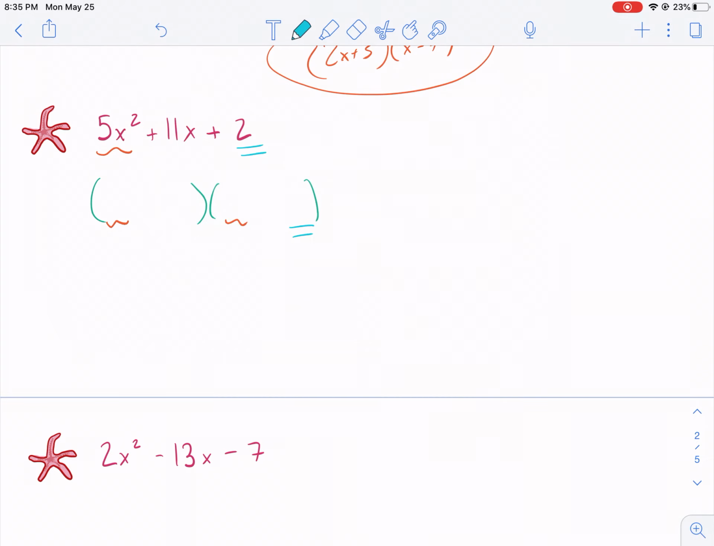Well, the 2 is going to be easy because there's only 2 and 1. And I noticed that we have positive, positive, so we're only looking at positive factors. That makes it a little easier for us. Then we have 5x squared. That only has 5x and x. So it's not too bad. So I'm going to go ahead and put 5x, x.